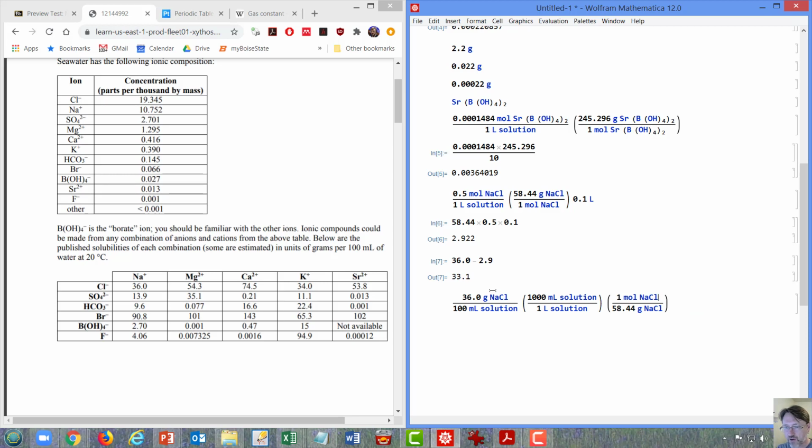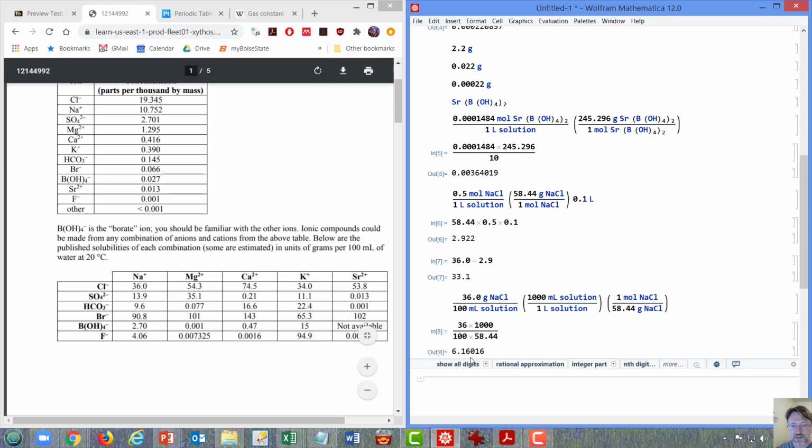There. So that now the grams cancel, and we're left with moles per liter. So 36 times 1,000 going across the numerator. In the denominator, 158.44. Plug that into your calculator in this case, and we get 6.1.